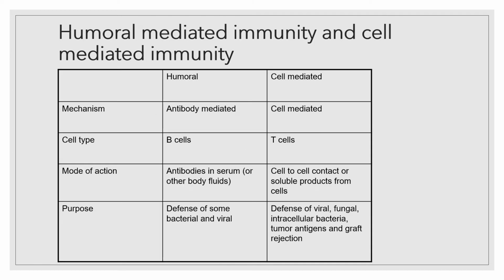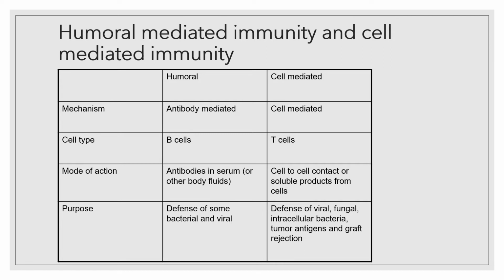Here we have a table that compares humoral immunity versus cell-mediated immunity. In humoral immunity, the mechanism is antibody-mediated. The cell type is B cells. It's B cells that actually come from the bone marrow and lead to the production of antibody. The mode of action is antibodies in serum or other body fluids, and the purpose is defense of some bacterial or viral illnesses, so it has a prophylactic effect on the body.